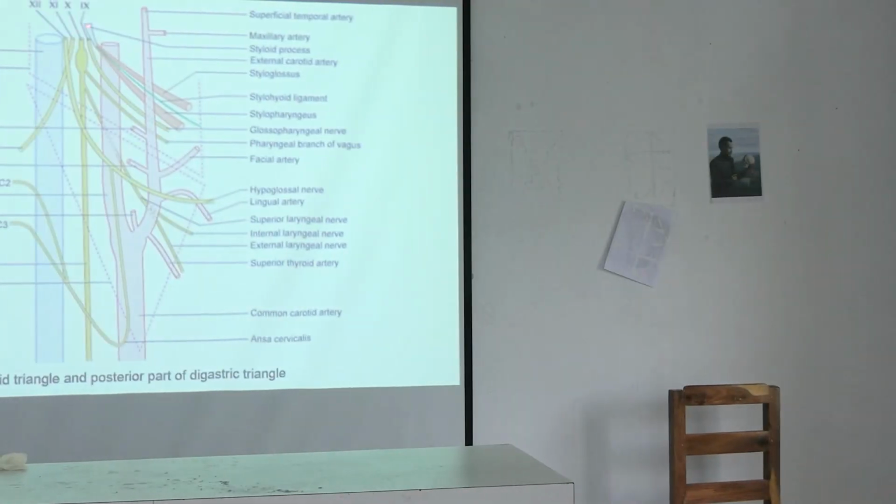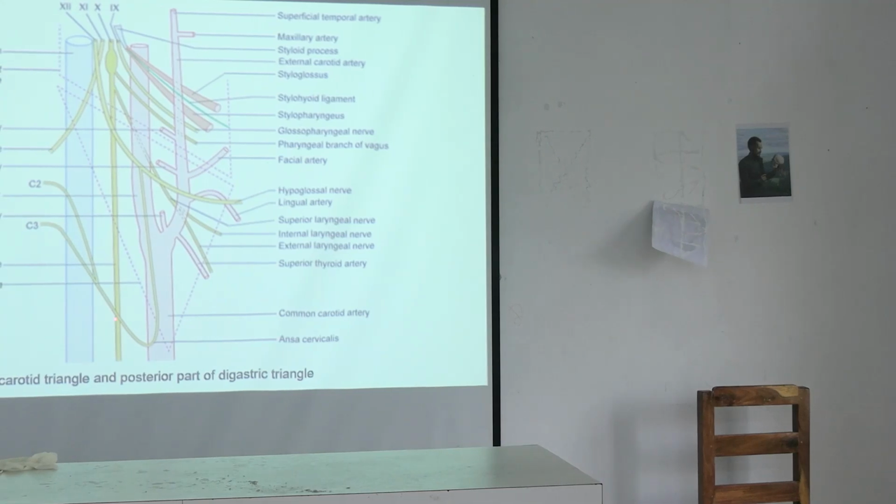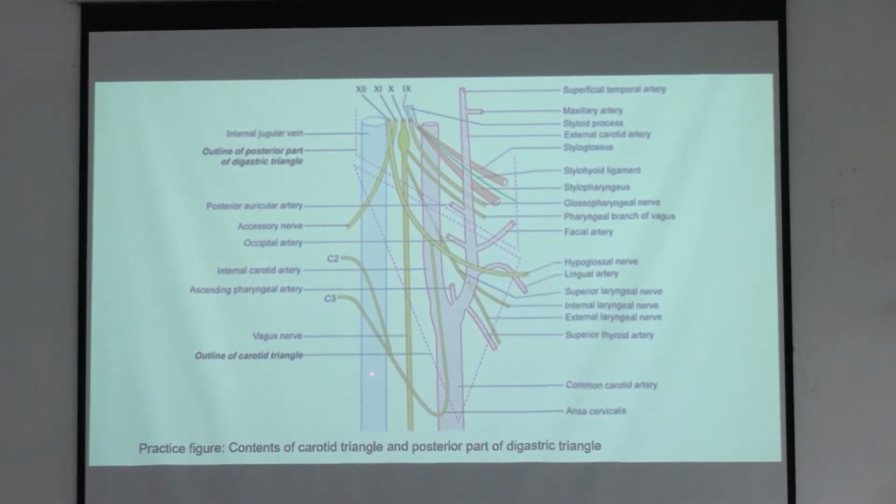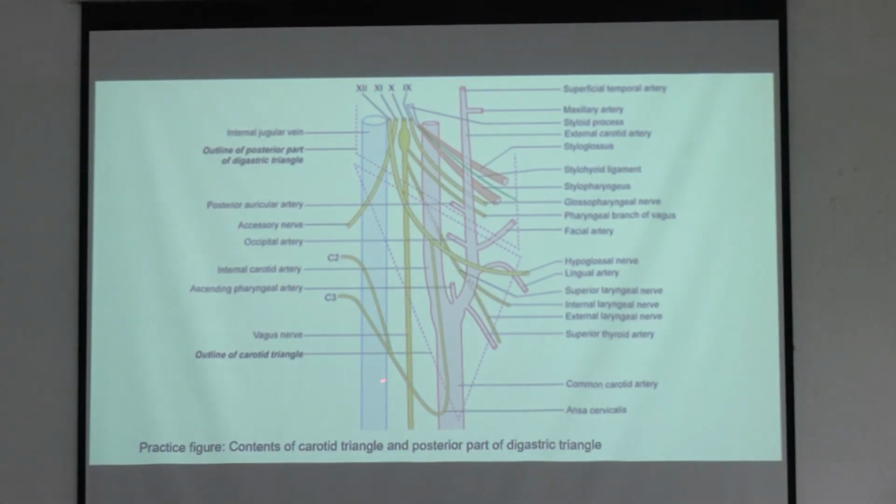Another thing we can get is the 10th cranial nerve, which is present in between the common carotid and the internal jugular vein. So this is nothing but the vagus nerve. As a whole, we can get the common carotid, which divides into external and internal, and we can get the internal jugular vein. All these structures are being covered up by one sheath.